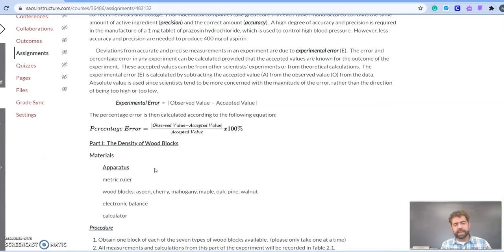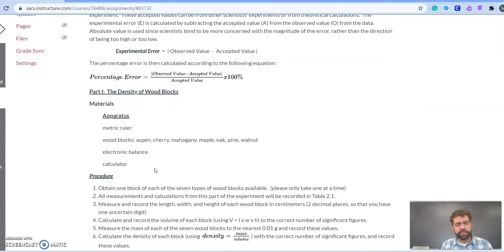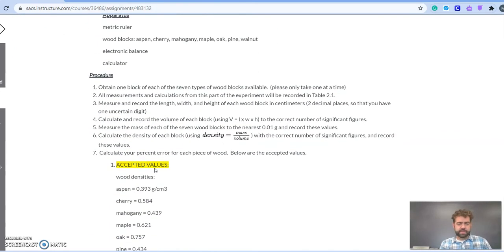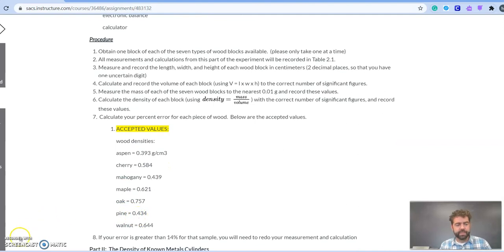So let's take the number that we did before that was behind me, and let's just see if our number for pine was really that close. Something I should pay attention to is right here. Pine, let's write that down. The accepted value of pine, 0.434. And again, that's grams per cubic centimeter, or in milliliters. In this case, it's centimeters. So let's see how we did.